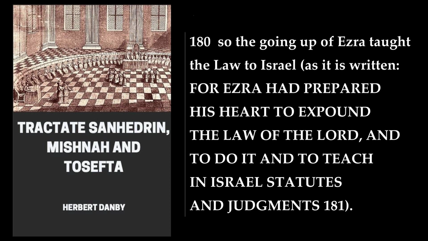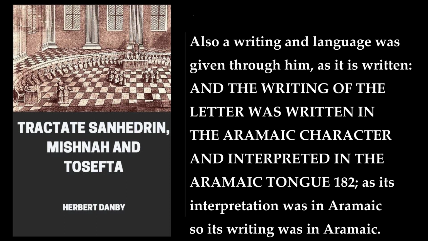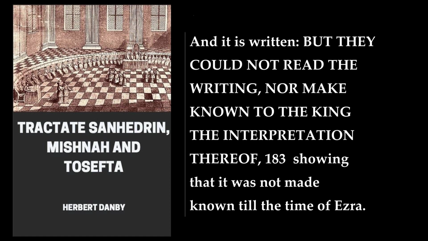181. Also a writing and language was given through him, as it is written, and the writing of the letter was written in the Aramaic character and interpreted in the Aramaic tongue. 182. As its interpretation was in Aramaic so its writing was in Aramaic. And it is written, but they could not read the writing, nor make known to the king the interpretation thereof. 183. Showing that it was not made known till the time of Ezra.